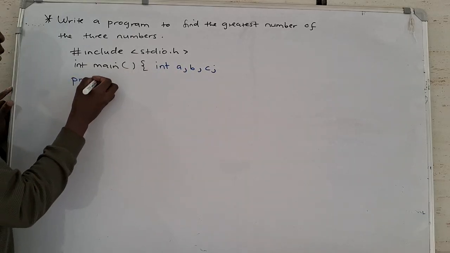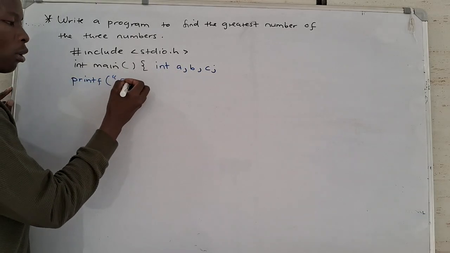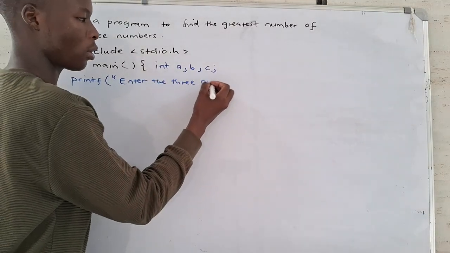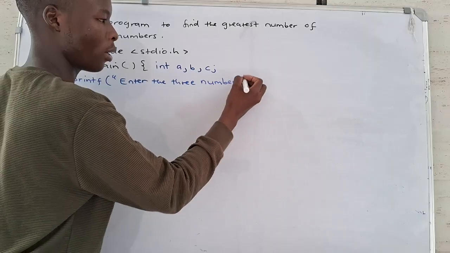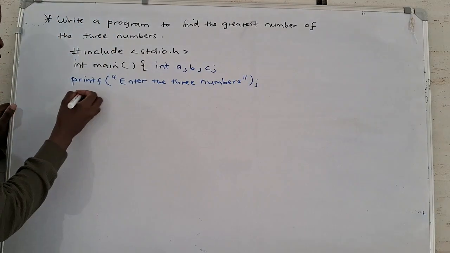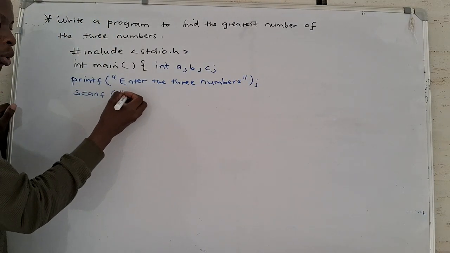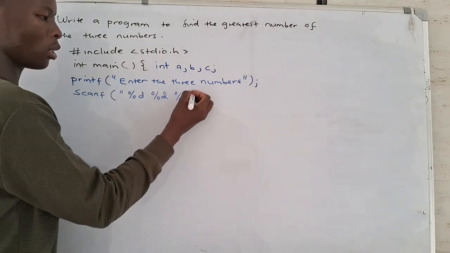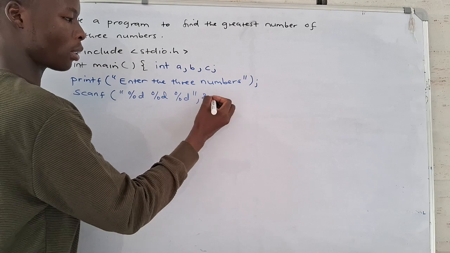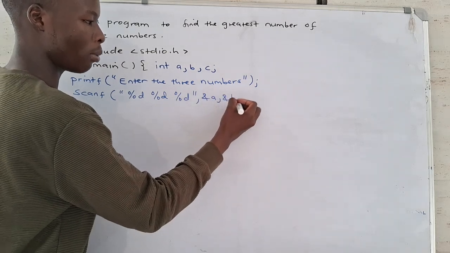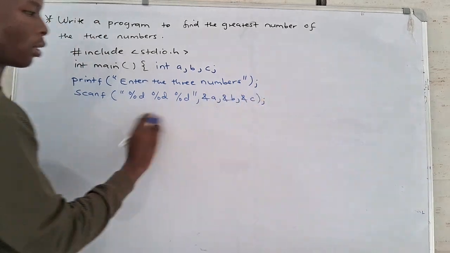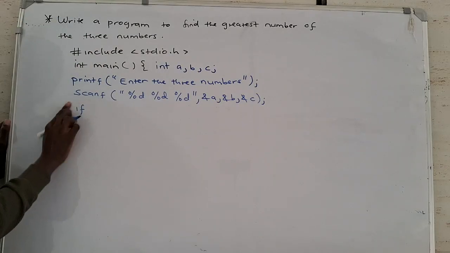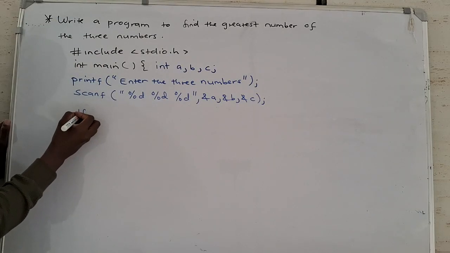So printf, enter the three numbers. You are supposed to enter the three numbers. Okay, use the scanf function to take these three numbers. Percentage d, percentage d, percentage d. Okay, this is ampersand a, this is ampersand b, this is ampersand c, this is over. And now what are you supposed to do? You are supposed to compare these three variables.